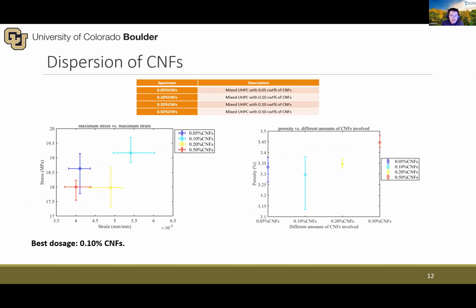And the next one is about different dosages of the carbon nanofibers involved in the mix. We started from 0.05 cement weight percent and went up to 0.5 cement weight percent. Same thing from the testing result, we know 0.1 cement weight percent is actually a critical value of the carbon nanofibers that can be added based on the dispersion technology we developed.